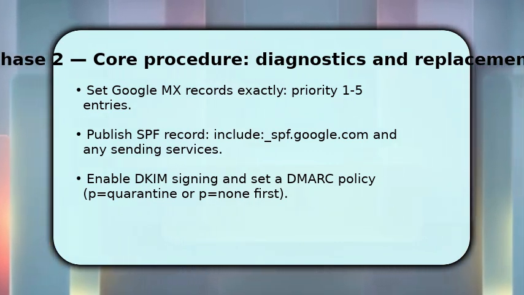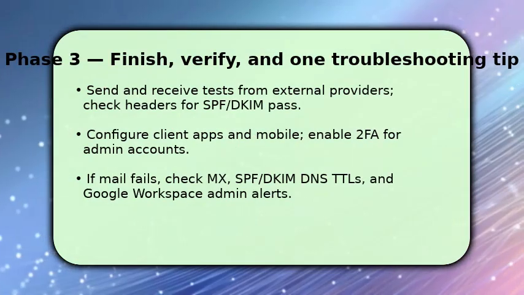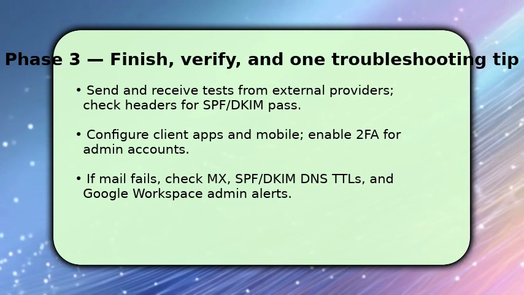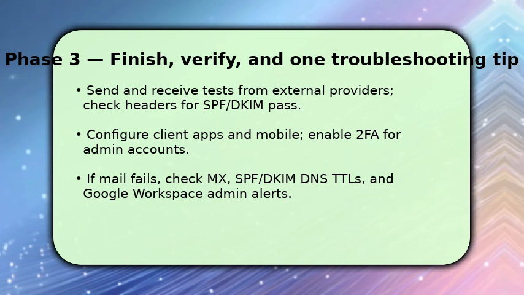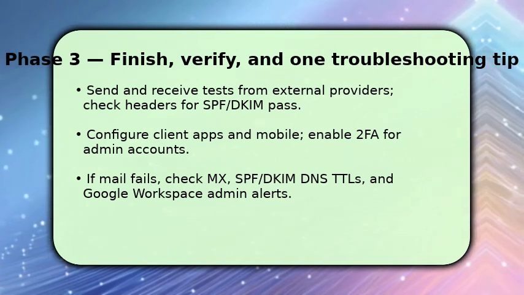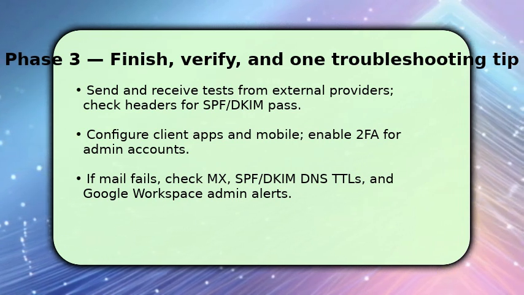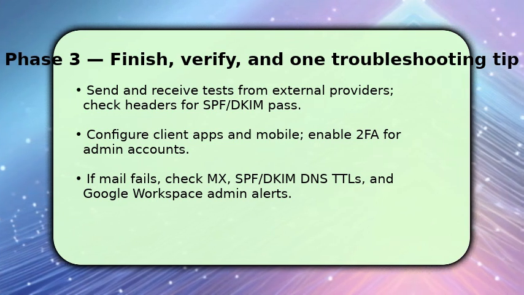Start with quarantine or none, monitor, then tighten. Finish by testing thoroughly. Send and receive messages to and from external accounts, then inspect headers to confirm SPF and DKIM pass. Configure desktop and mobile clients using OAuth or app passwords, and enforce 2FA for the admin and users. Migrate existing mail if needed, then monitor for delivery errors.